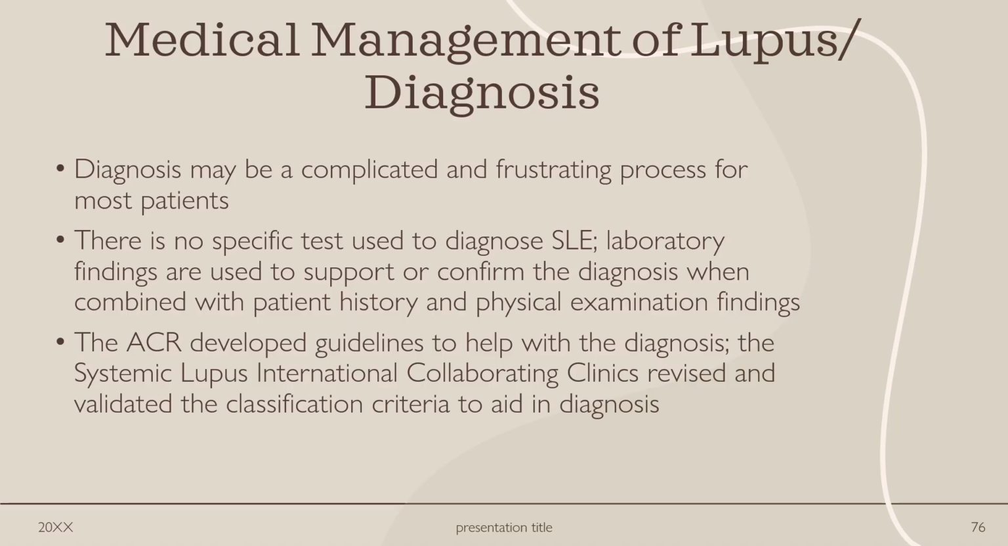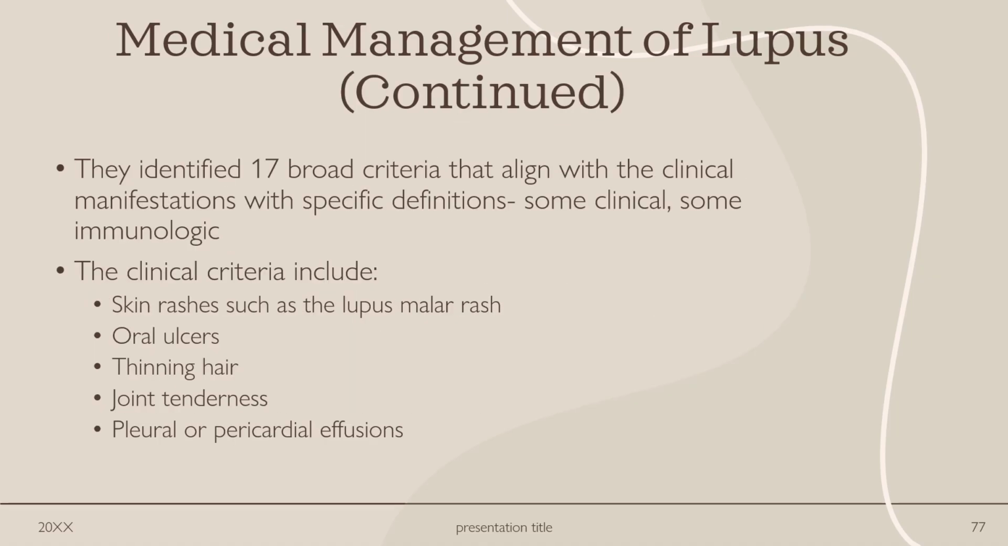The ACR developed a guideline to help with the diagnosis. The Systemic Lupus International Collaborating Clinics revised and validated the classification criteria to aid in the diagnosis. So they identified 17 broad criteria that will align with the clinical manifestations with specific definitions. Some are clinical, some are immunologic.